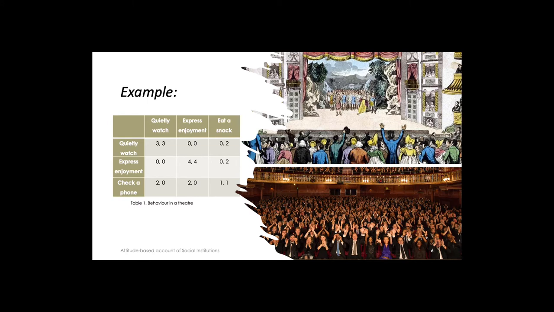Before I move to the next section, I would like to illustrate the institutional and cost-related processes using a simple example. Imagine going to the theater. As a spectator in the auditorium, you have a few options for what to do during the play. Some people quietly watch the play, others express their enjoyment and appreciate the performance by applause. But several might carry out a private disruptive action, for instance, eating a snack or checking a phone.